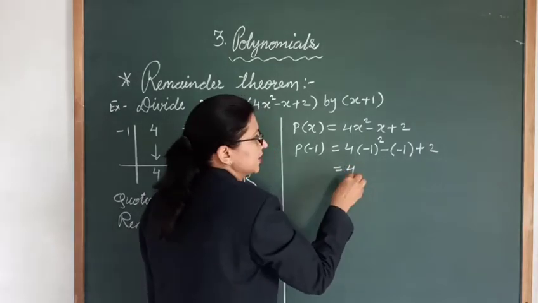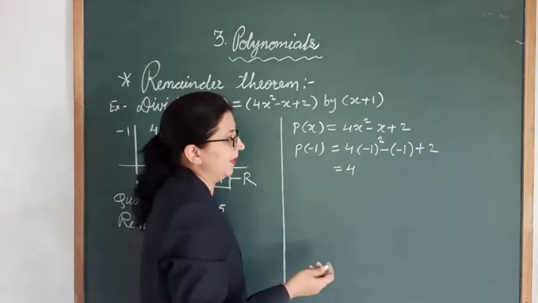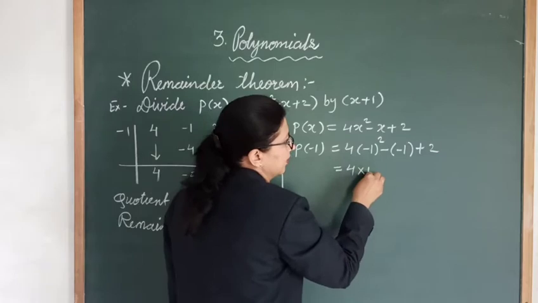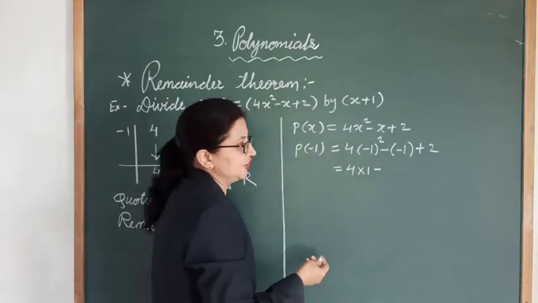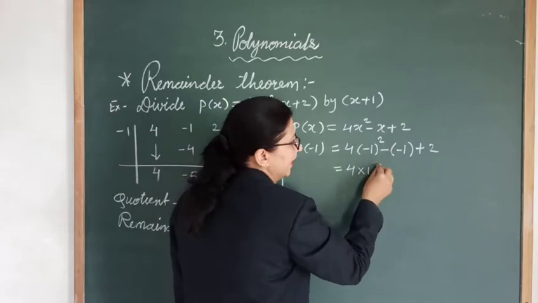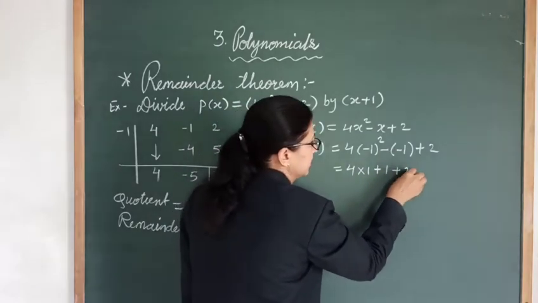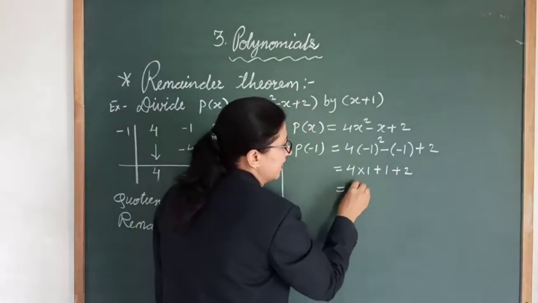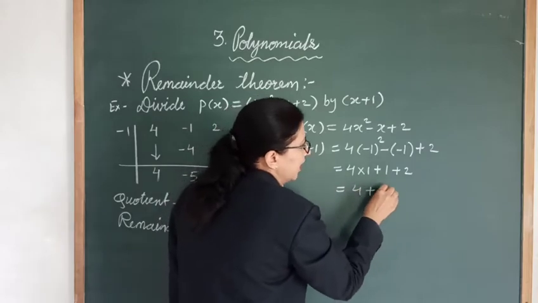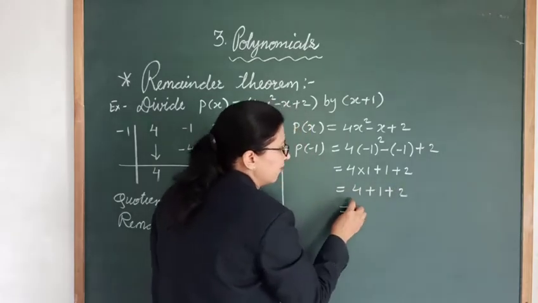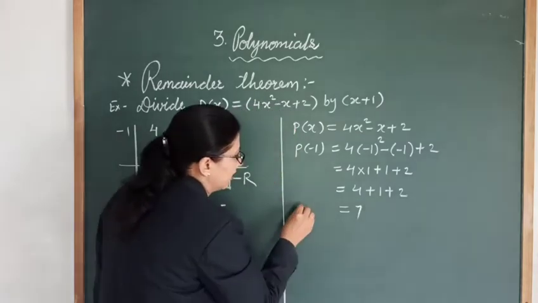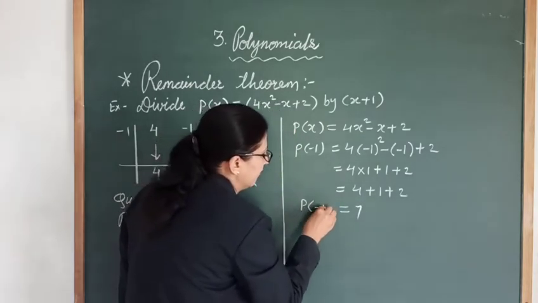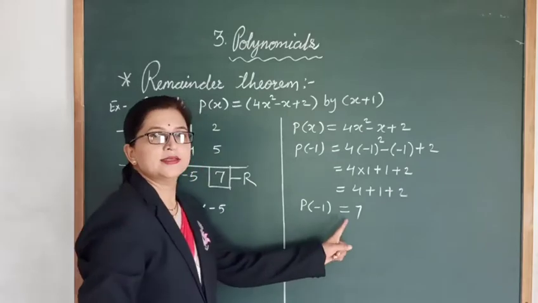Now here 4 square of negative 1 will be positive 1. And here out of bracket negative sign is there, so bracket sign will change. So here it is negative, it will become positive, plus 2. 4 ones are 4 plus 1 plus 2. 4 plus 1, 5, plus 2, 7. Now the value of this polynomial for negative 1 is 7.